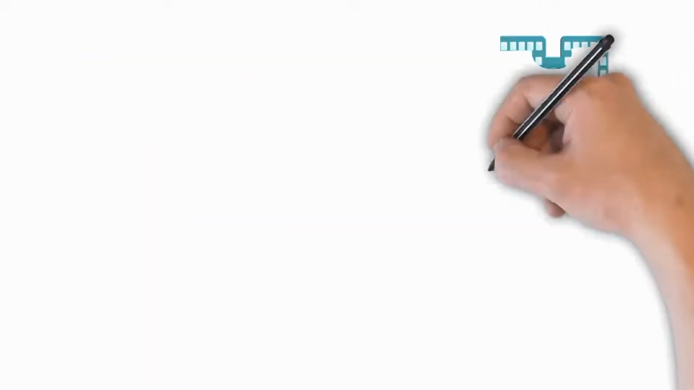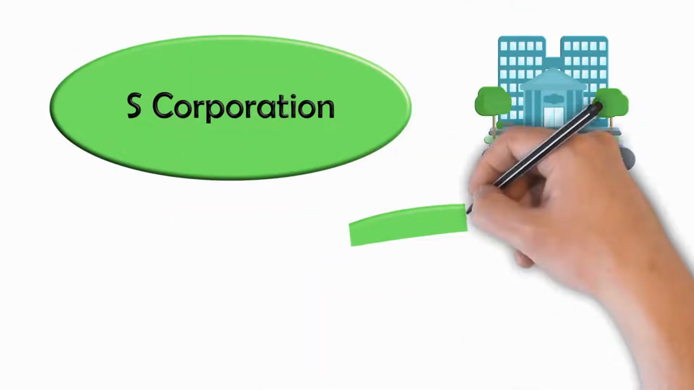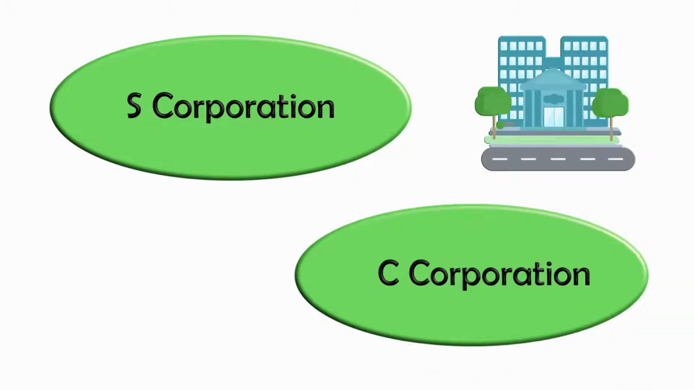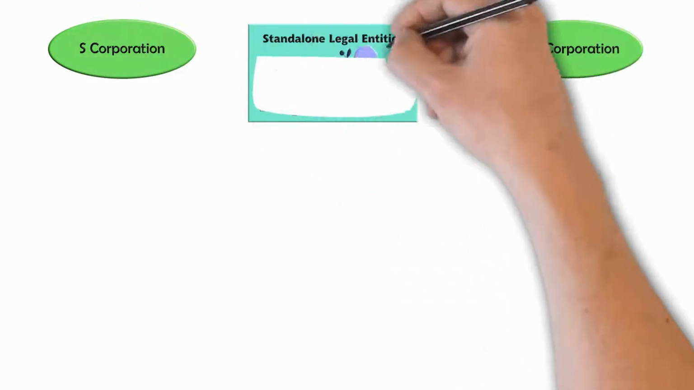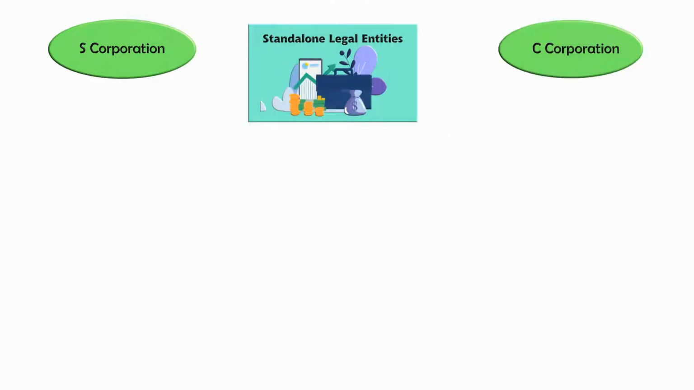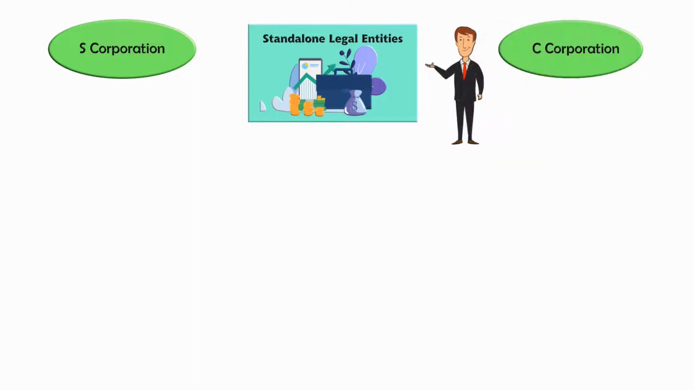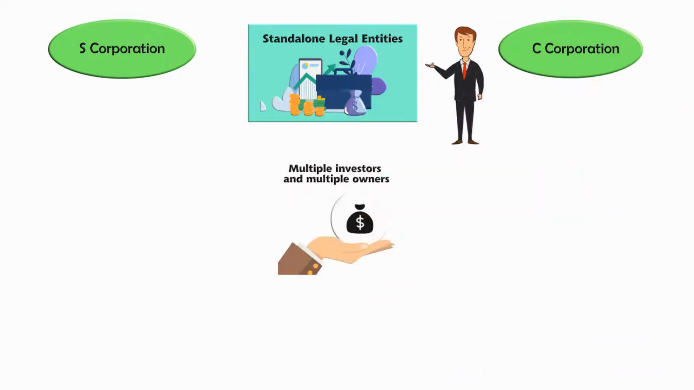The next type of entity, and I'm going to talk about corporations in general, and there are two types. There are S corps and there are C corps. And I'm going to talk about them sort of side by side, so you can understand the differences and the similarities between them. So both of them are their own standalone legal entities. So they stand on their own. They're like people, right? So they're not like, I have a company. They are the entity. And so they can have multiple investors, they can have multiple owners.